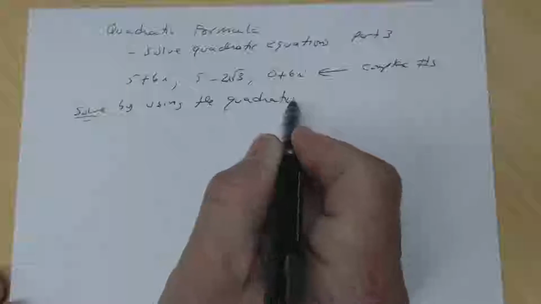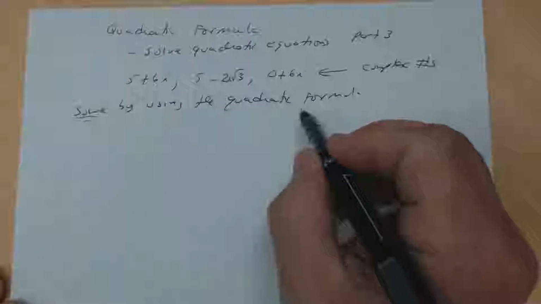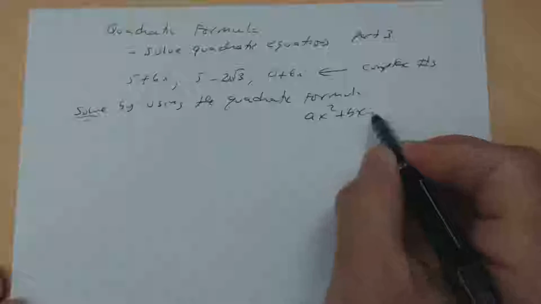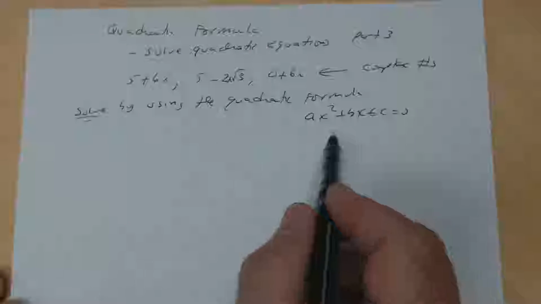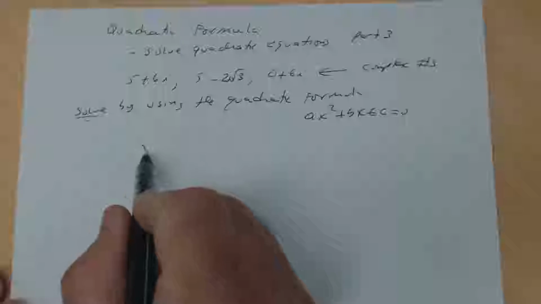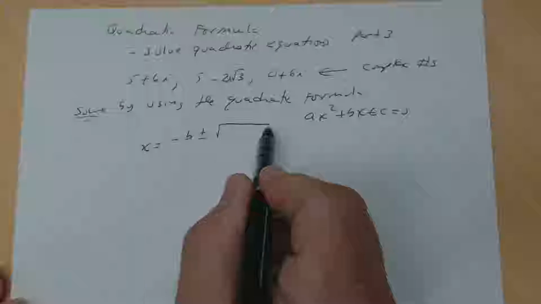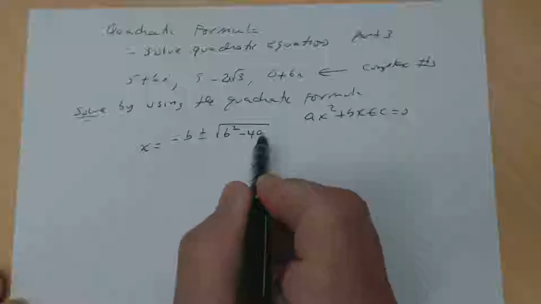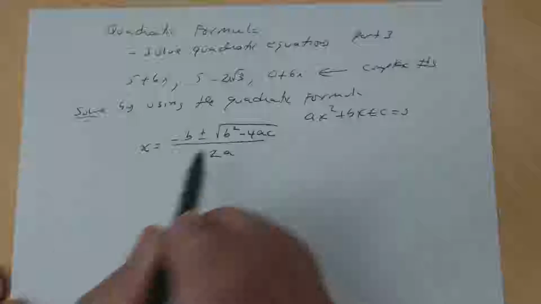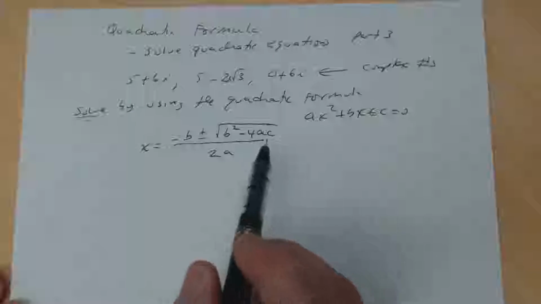Okay, so remember the quadratic formula. You're talking about a quadratic equation that has this form: ax squared plus bx plus c equals 0. To solve this equation, my variable is x, and the quadratic formula will give you the solution. So x equals the opposite of b plus or minus the square root of b squared minus 4ac, all over 2a. Now remember, b squared minus 4ac is called the discriminant. That was discussed in a previous lesson.